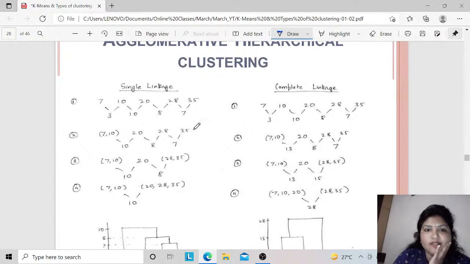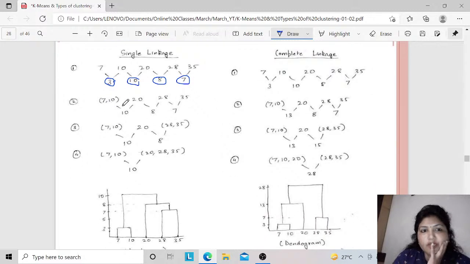Then let us see the single linkage. Suppose you have 7, 10, 20, 28 and 35. We would find the distances like this. 7, 10, what will be my distance? It would be 3. 10, 20, what will be my distance? That would be 10. 20, 28, 28 minus 20 would be 8. 35 minus 28 would be 7. Then again you make a combination out of it, like you make the cluster out of it, right?